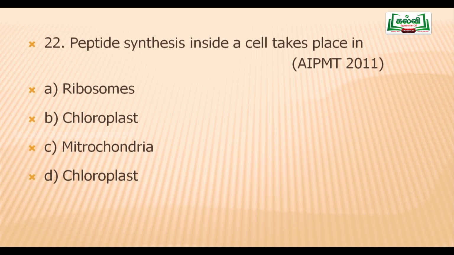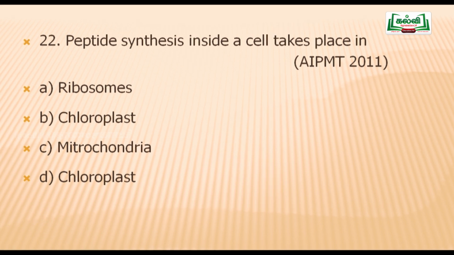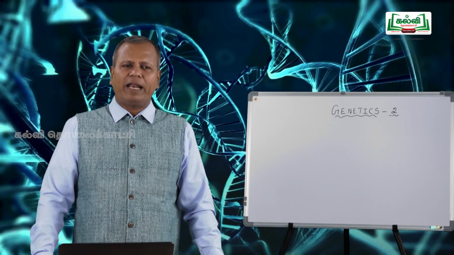Peptide synthesis or protein synthesis inside a cell takes place in. The cell is the structural and functional unit of all living organisms. So inside the cell, which cell organelle is involved in protein synthesis? Option A, ribosomes. Option B, chloroplastid. Option C, mitochondria. And option D, chromoplastid. The function of chromoplastid is to attract insects for cross-pollination.